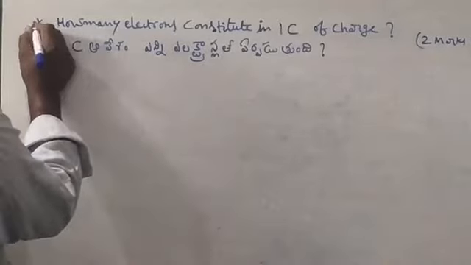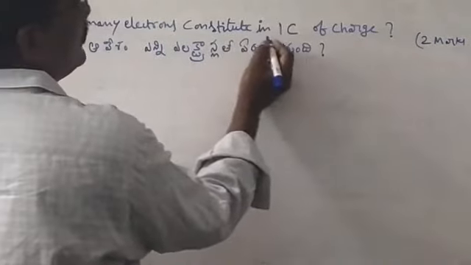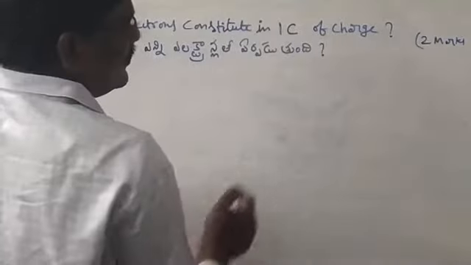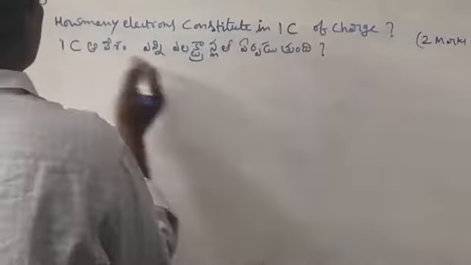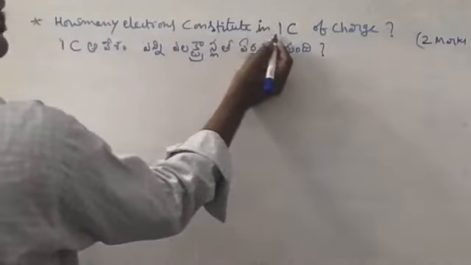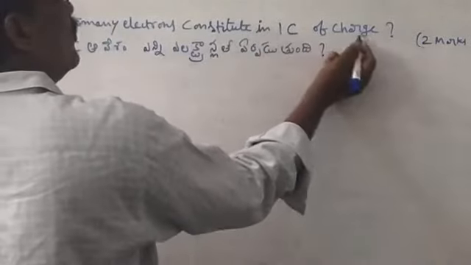Next one. How many electrons constitute 1 coulomb of charge? C means coulomb. Coulomb is the unit of charge. How many electrons constitute 1 coulomb of charge?